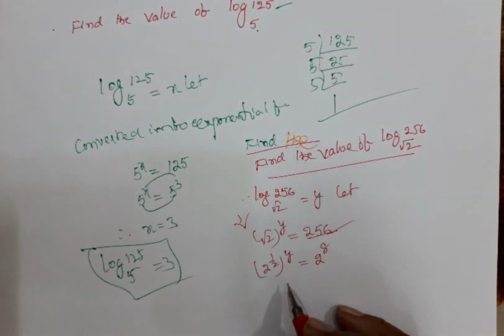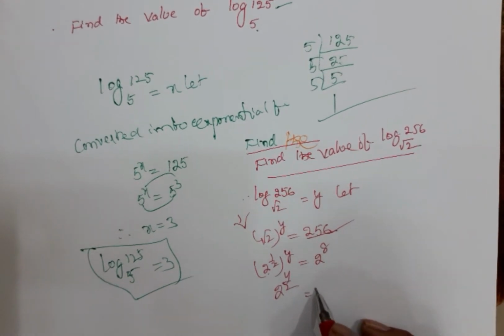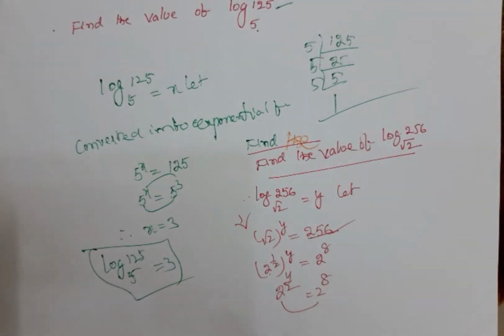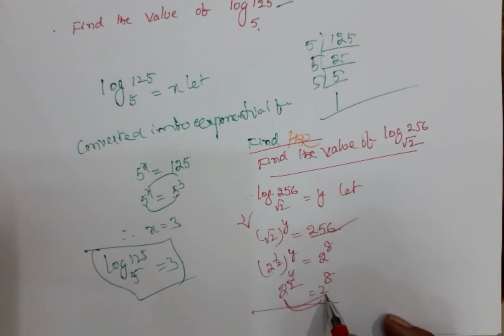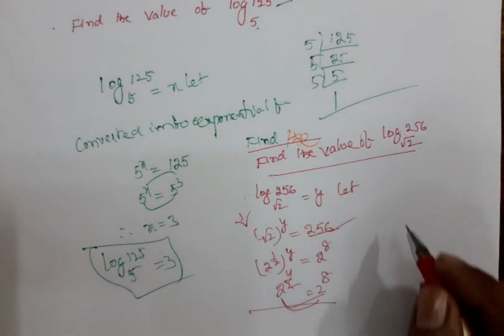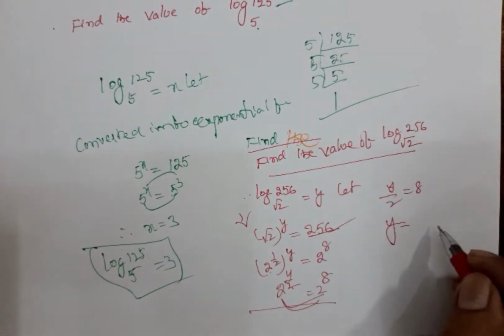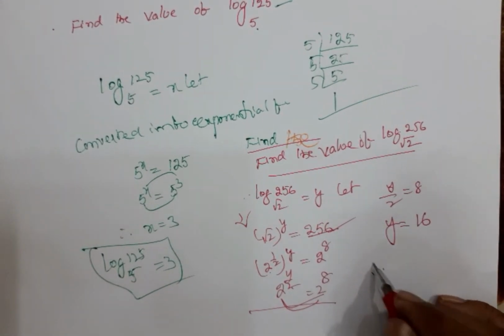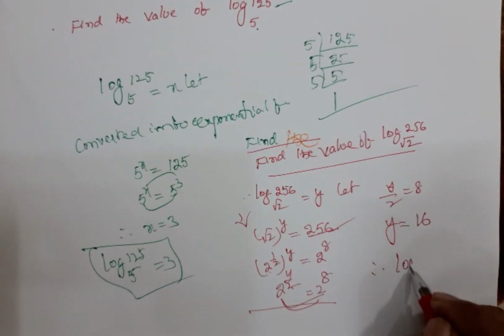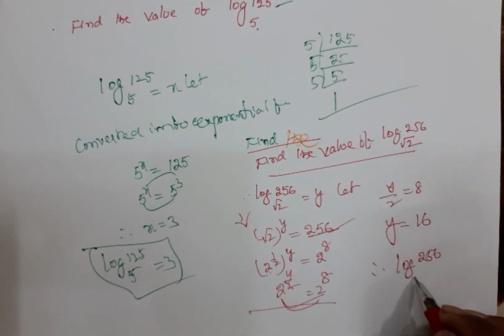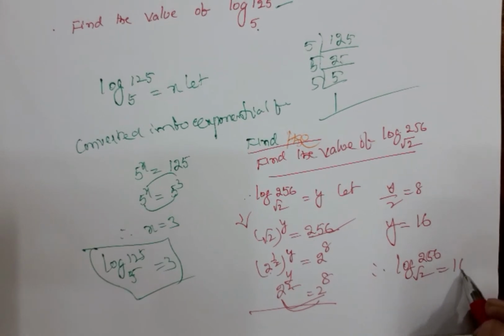Using a to the power of m whole to the power of n, we get 2 to the power of y by 2 equals 2 to the power of 8. In this situation, bases are equal, equate the powers. y by 2 equals 8, so y equals 16. Therefore the answer: log 256 base root 2 equals 16.